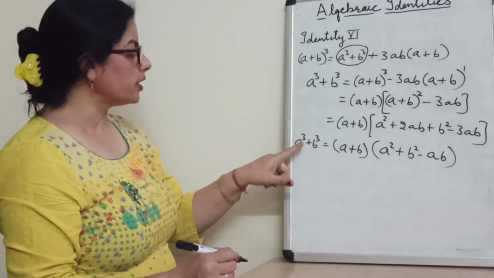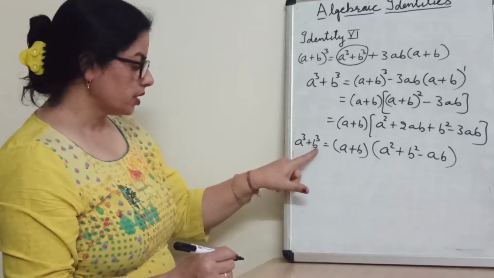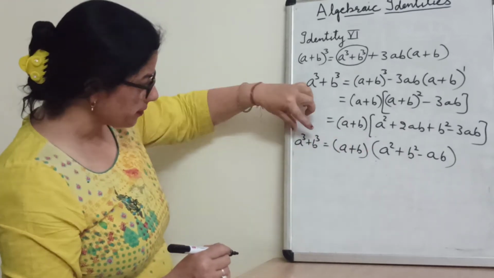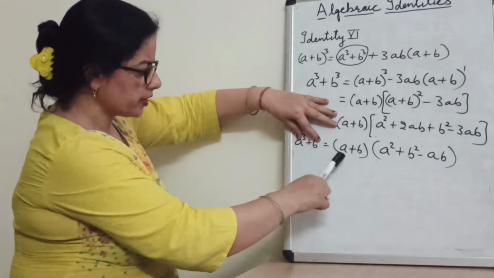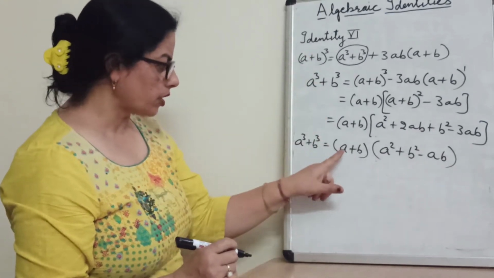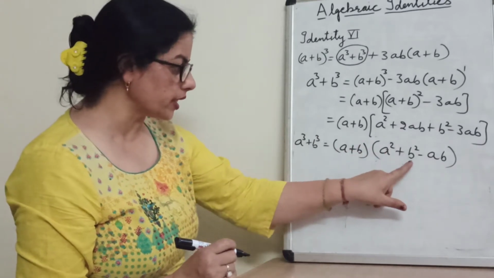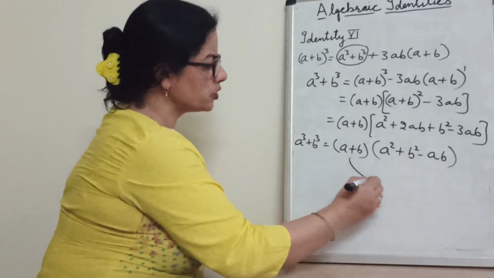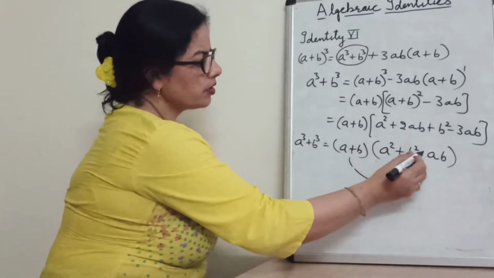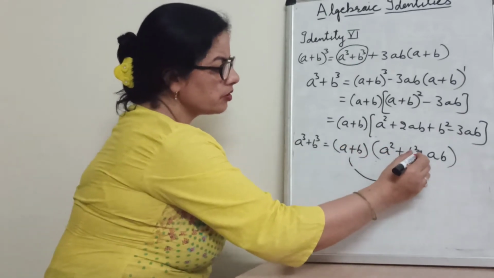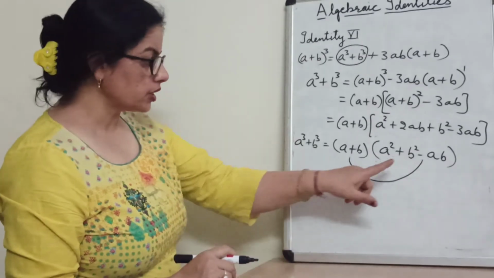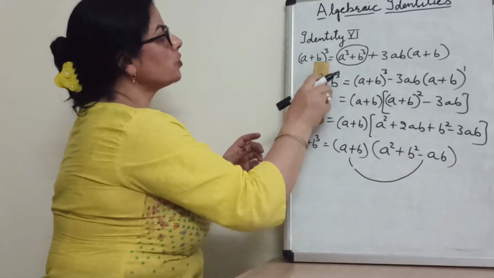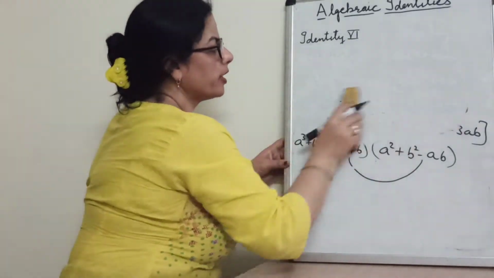If we want to find the sum of cubes of two terms, then there will be two brackets. In the first bracket without cube, that is a + b, and in the second bracket square of first term plus square of second term, and then product of these terms, but the sign should be opposite. If here is plus, then minus ab. If here is minus, then plus ab will come here. So this sign should be opposite to this. Is it clear?